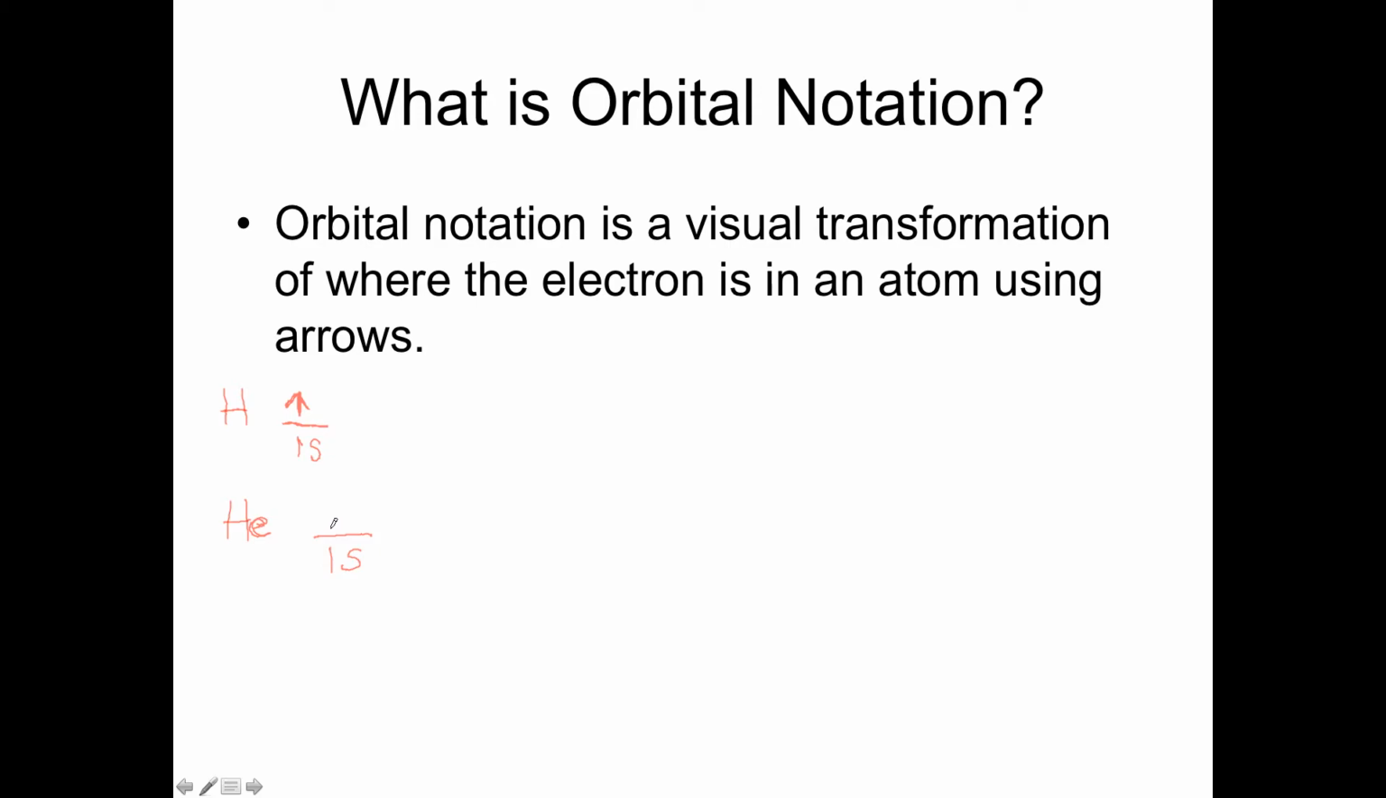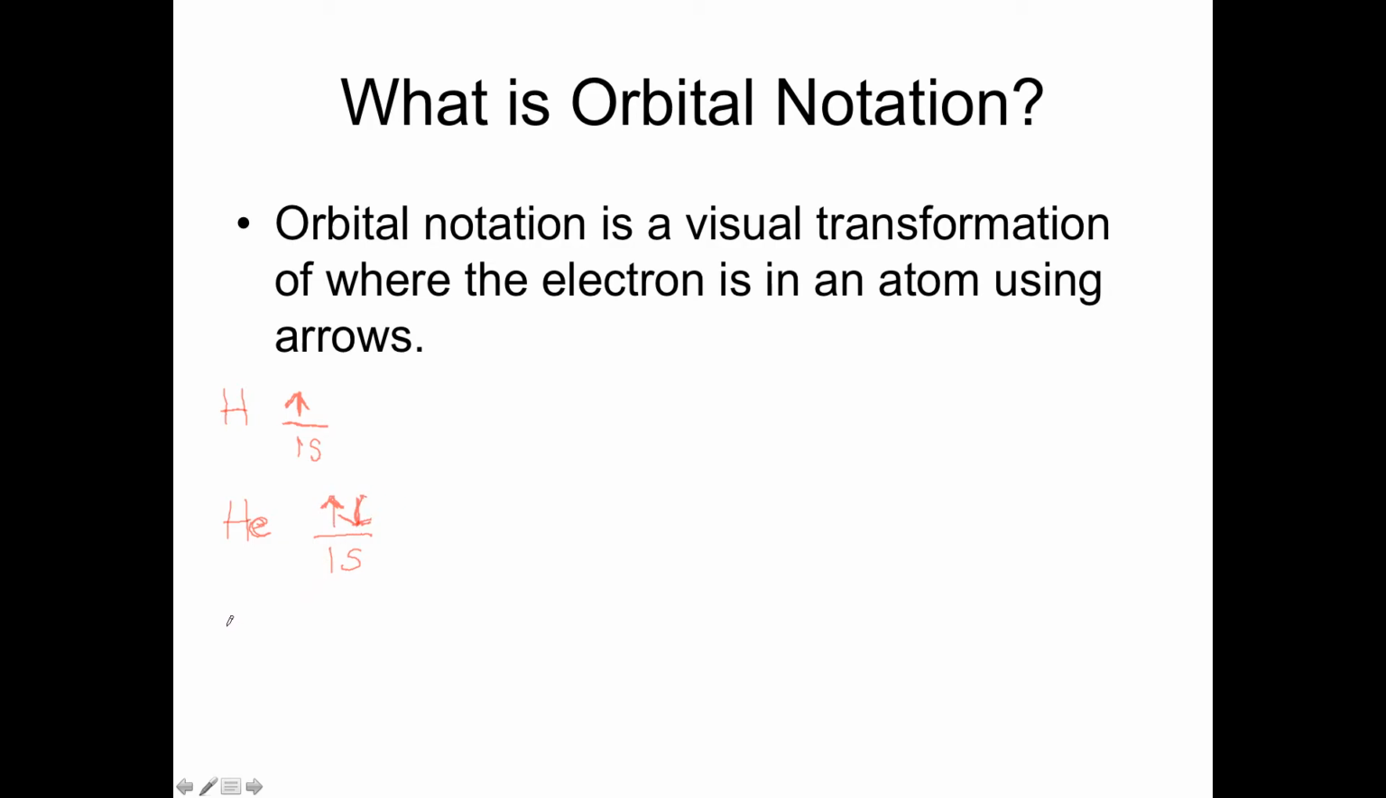When I go to draw helium's arrows, I'm going to have one go up. And if you remember the rules, I told you that electrons spin oppositely. So when I go to do my second arrow, I'm going to draw it opposite of my first one. Instead of it going up, I'm going to have it go down so that it is opposite. So what this is saying is that helium has 2 electrons. Both are found in the 1s section. One spins up, the other one spins down.